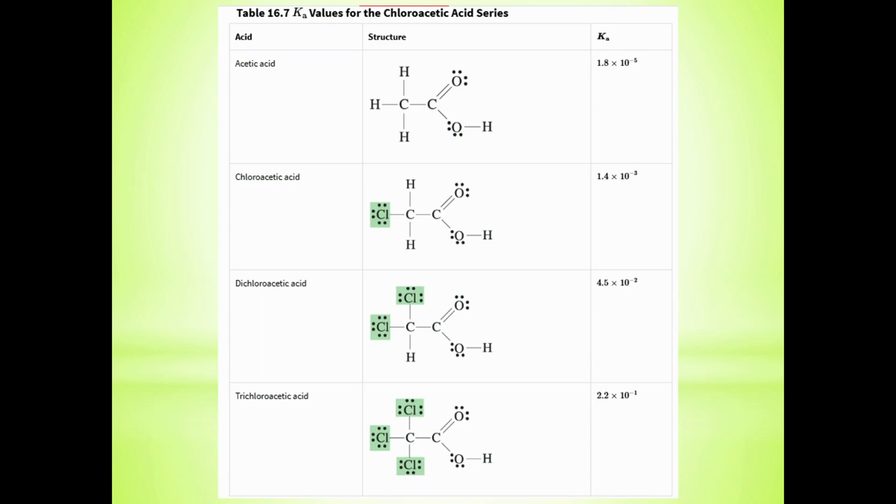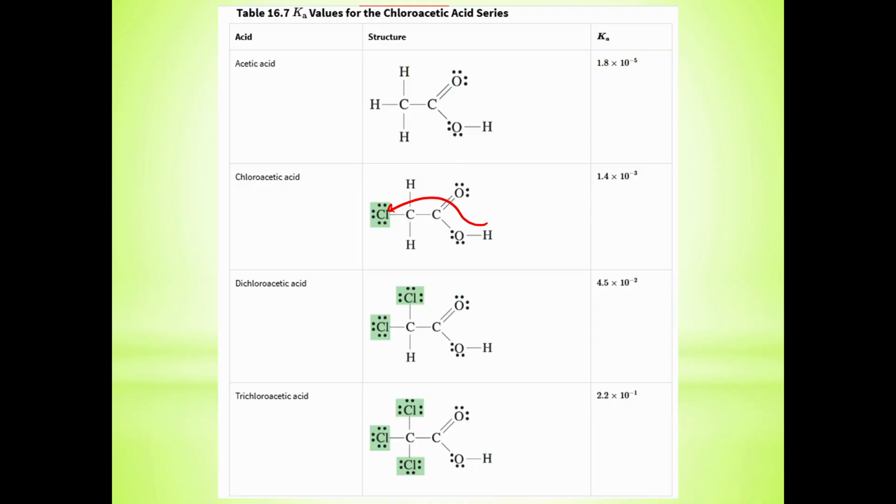Now here, in terms of just electronegativities, because they all have the same oxygens, adding more and more chlorines, which are highly electronegative, pulls the electrons, and it pulls the electrons all the way from here all the way over to there.